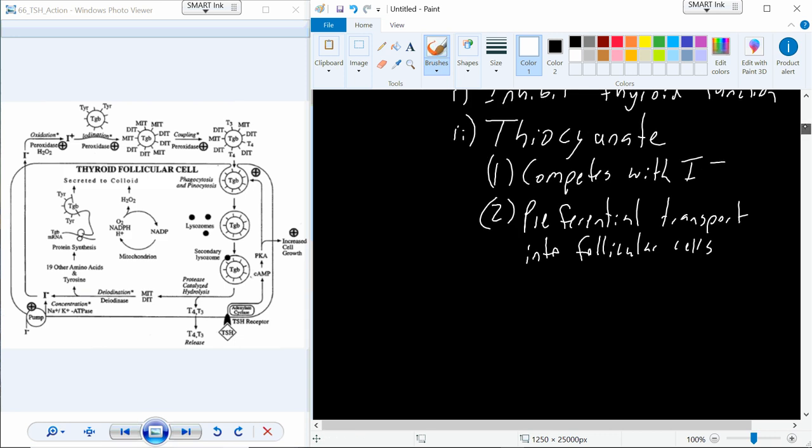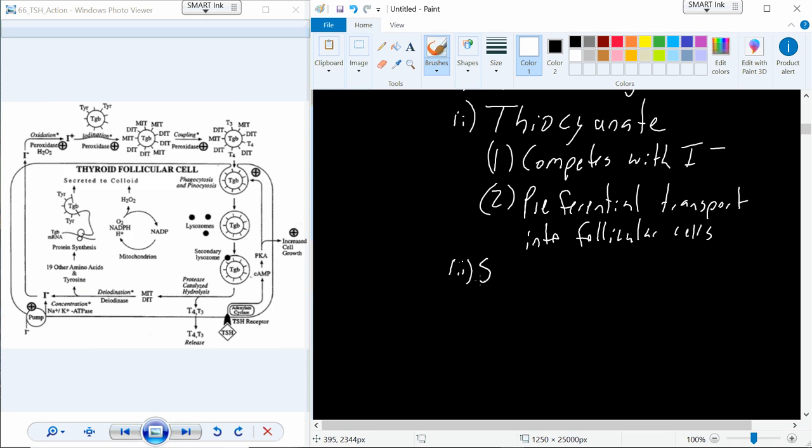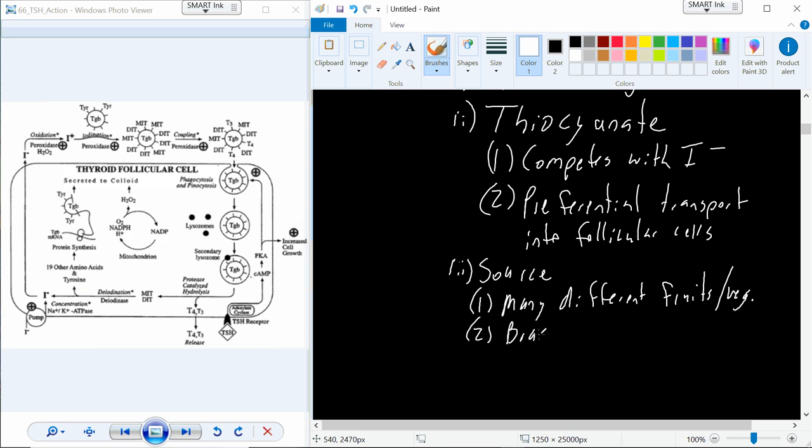And so the sources of thiocyanate in dietary goitrogens include many different types of fruits and vegetables. Fruits and veggies. And in particular, high thiocyanate levels in the brassica genus. Botanist, can you give me an example of a brassica? This is probably, yes, Brussels sprouts and another green one. Asparagus, but broccoli as well.